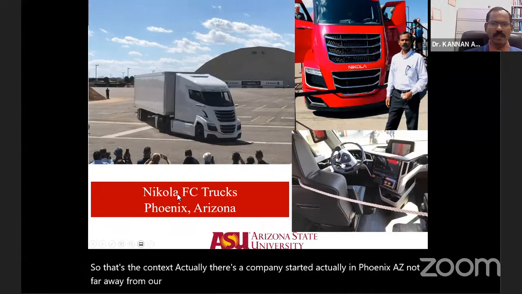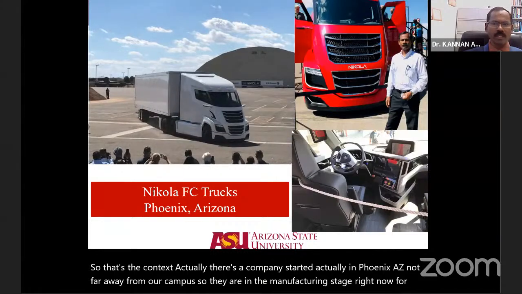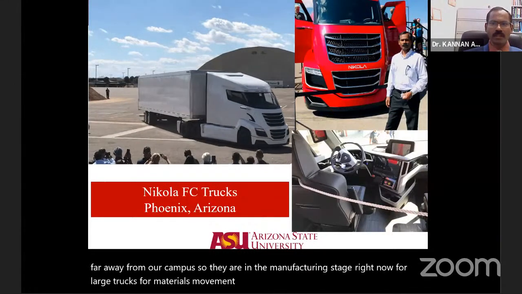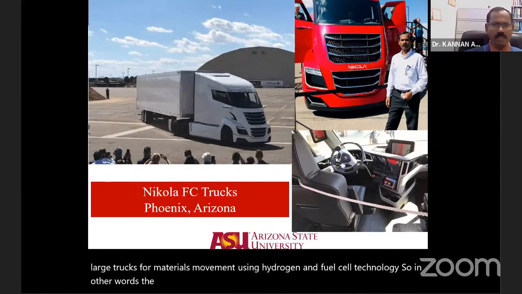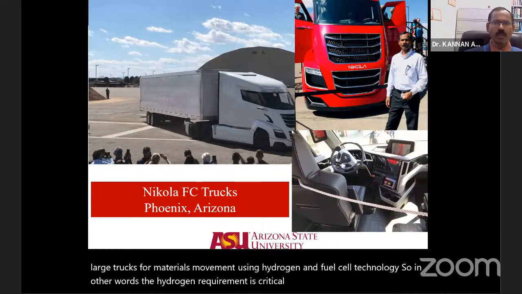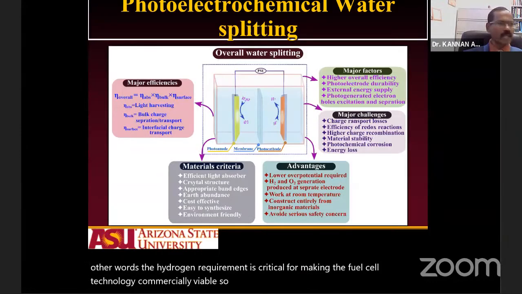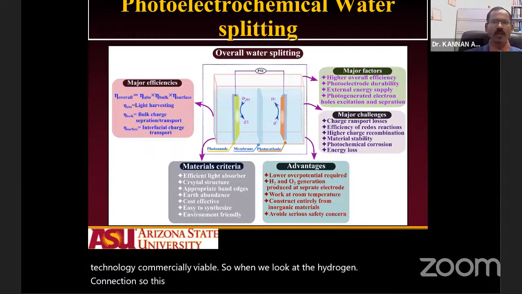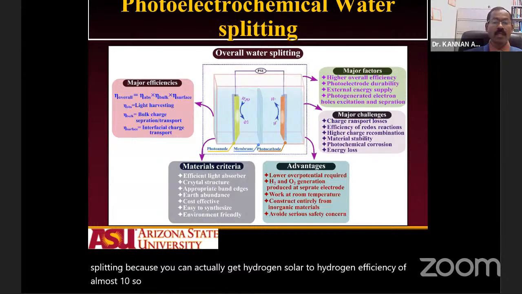So they are in the manufacturing stage right now for large trucks for materials movement using hydrogen and fuel cell technology. So in other words, the hydrogen requirement is critical for making the fuel cell technology commercially viable. So when we look at hydrogen production, this is exactly what we are working on. Photoelectrochemical water splitting, because you can actually get a solar-to-hydrogen efficiency of almost 10%. That's pretty high for a low energy input technology.